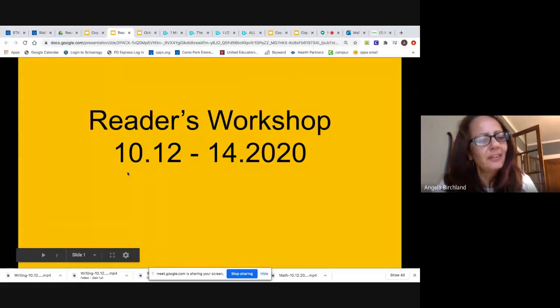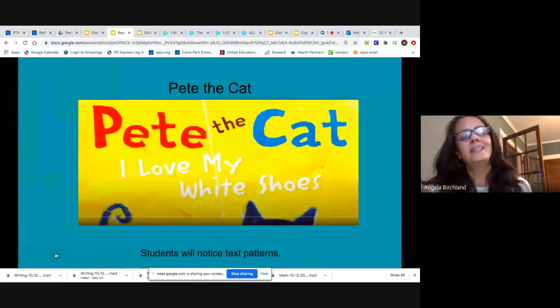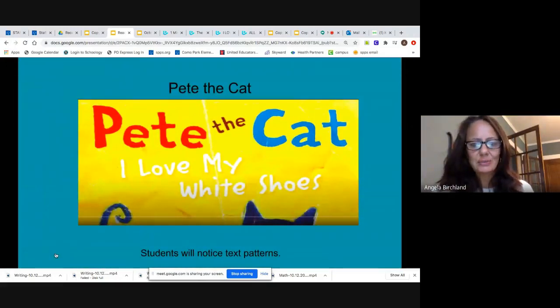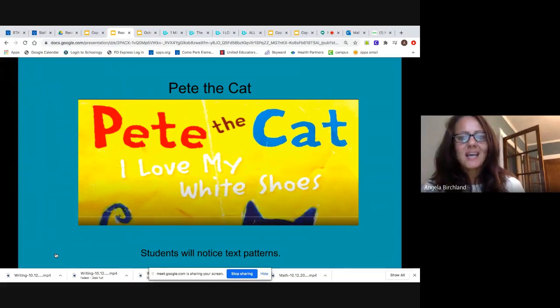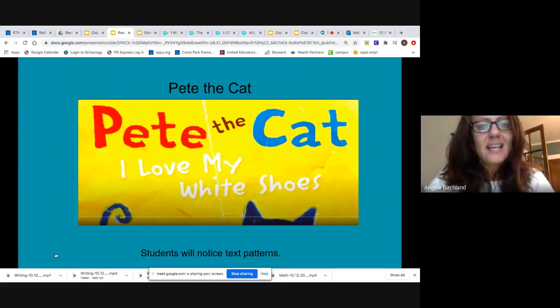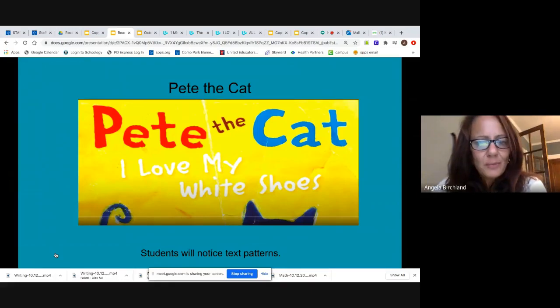Okay, we have a new color for a new week. So this week in reading and writing and math, some of the days we get to listen to books about one of my favorite characters, Pete the Cat. But one of the reasons I like this book is because of the songs. Now, not all of the books come with songs, but they still are fun.